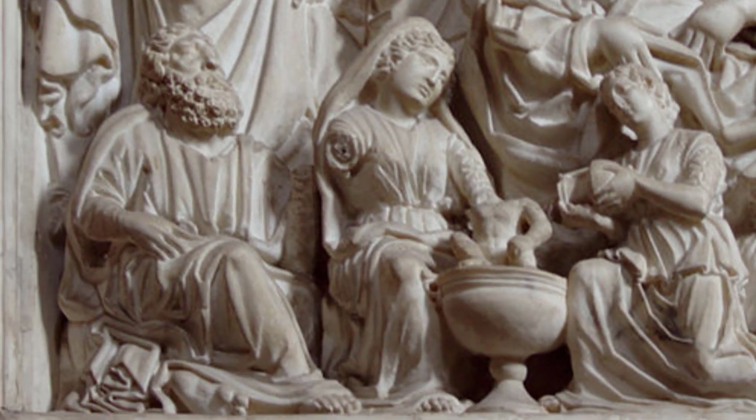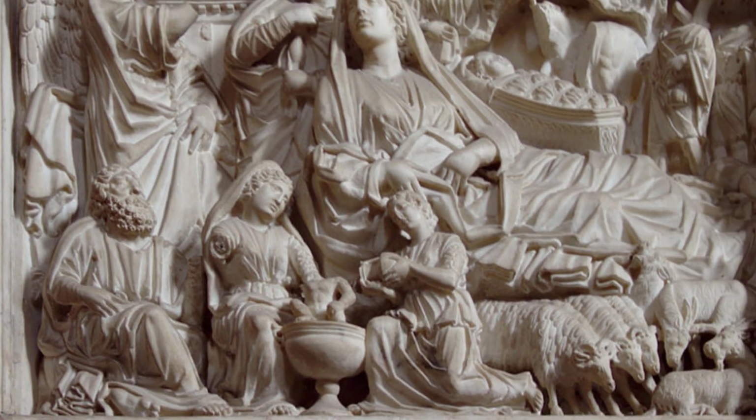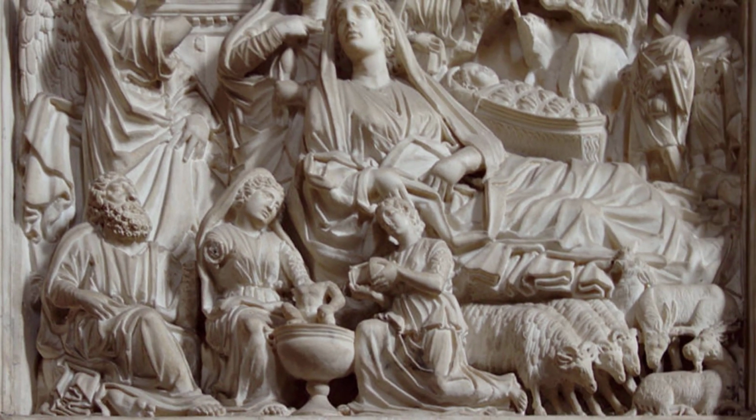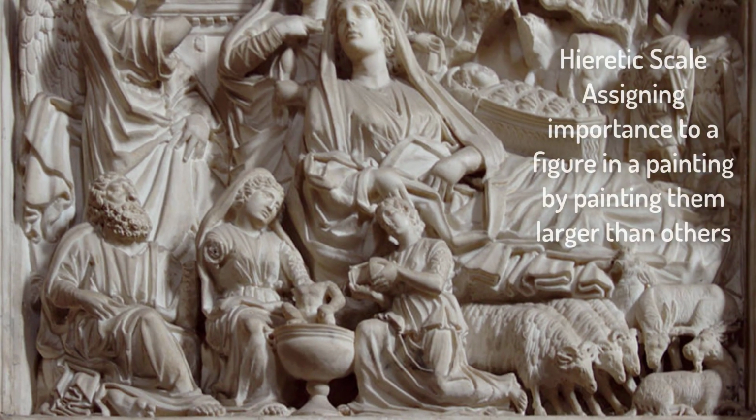And in contrast, Joseph seems quite small and uninvolved, sitting over in the corner. This is due to hieratic scale, a device commonly used in various periods of art. Basically, size has nothing to do with realism, everything to do with importance.